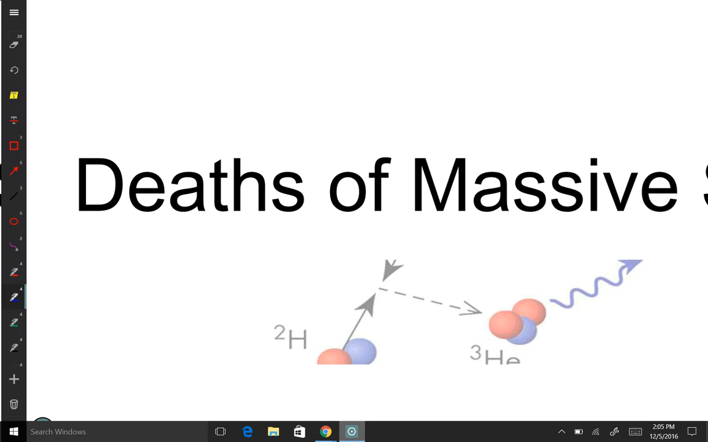What happens if we have a white dwarf with a companion that's given it mass so that it gets up above 1.4 solar masses? It's like we're preparing for the final exam already, huh?